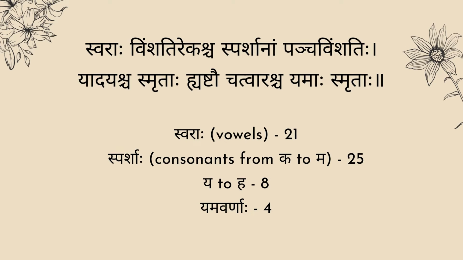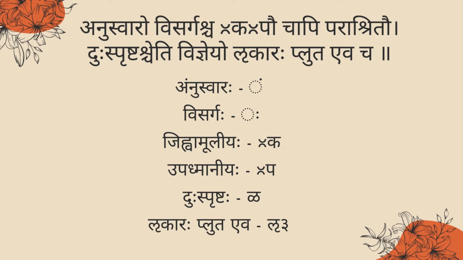And in the previous video I told you what are Yama Varnas. So there are 4 Yama Varnas. If we add them all, we get a total of 58 alphabets. It doesn't end there. There are some more sounds.